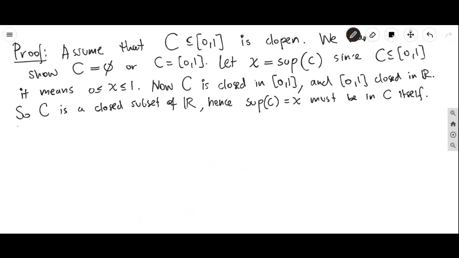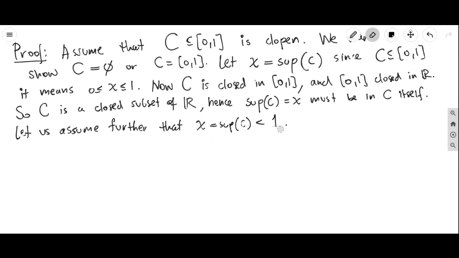So let us assume further that this x, which is again the supremum of C, is smaller than 1. It could be equal to 1, right? x is some number from 0 to 1. But for now, let's assume that it's smaller than 1, and then we'll say what happens if it's equal to 1. So for now, let's assume the supremum is smaller than 1. And so x is in C because C is a closed subset of the real line.